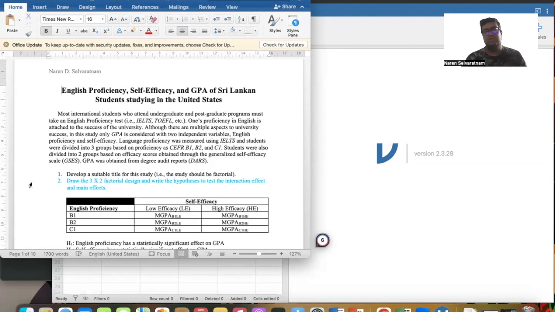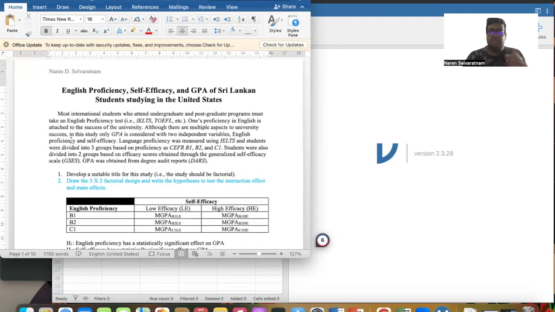Now, let's take a moment to go through the title that we have here. The title is English Proficiency, Self-Efficacy and GPA of Sri Lankan Students Studying in the United States. It's a very specific title. We are focusing on a very specific population here. Those are Sri Lankan students who are currently studying in the United States. And we are going to learn about three different aspects of them. That is the English proficiency, self-efficacy, and their academic performance that is operationalized through GPA.